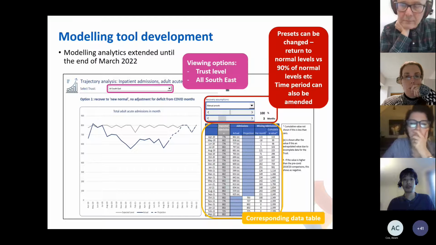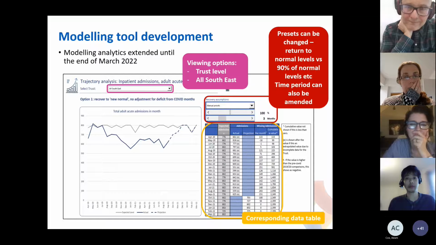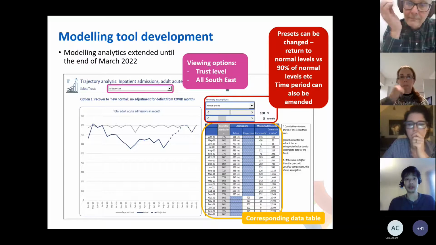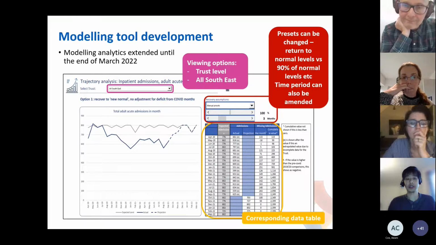So you can change whereabouts you would expect to be, you can change the time scale, and there are a few different recovery assumption options in that first drop down as well. So I appreciate that was a whistle stop tour, and I'm sure at some point we'll be doing another more thorough demonstration of the tool, but we did just want to highlight today some of those options that are available within the tool, and also the new elements that we haven't spoken about before as well.